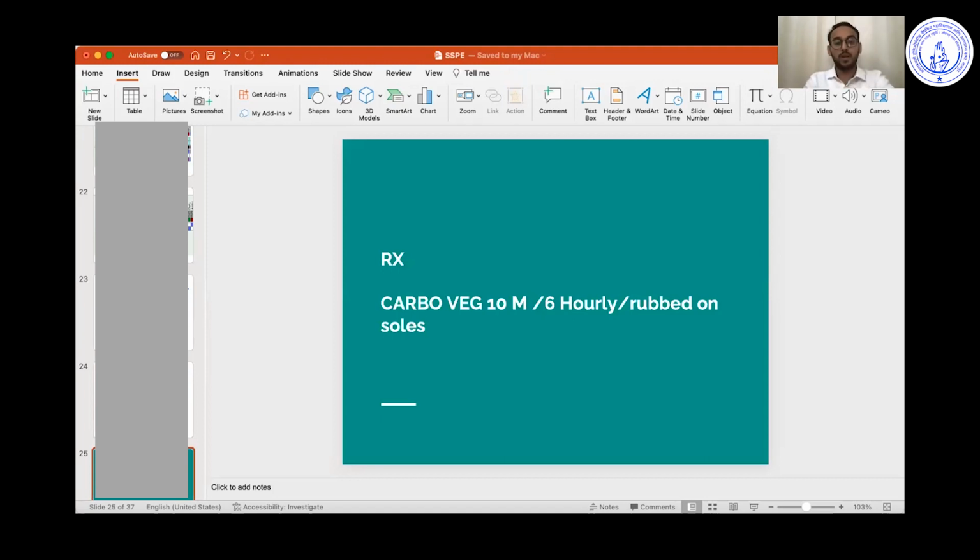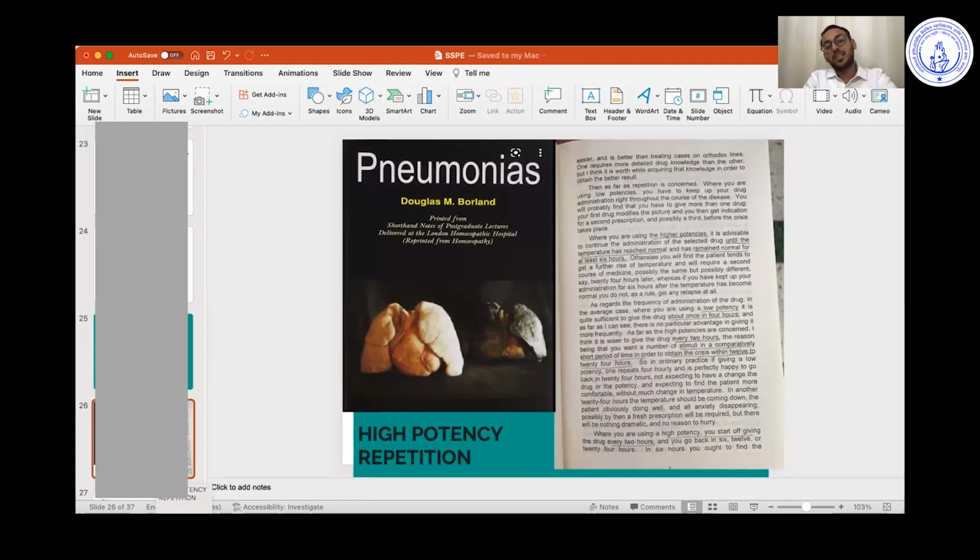Now why 10M? Again, the question arises because these are such deep pathological cases where 200C or 1M may not even touch the patient, and the patient was already given a timeline of 24 to 48 hours. To really stimulate the nervous system, we need higher potencies. And Dr. Borland has written in his book on pneumonia that higher potencies are usually useful in deep pathological cases.